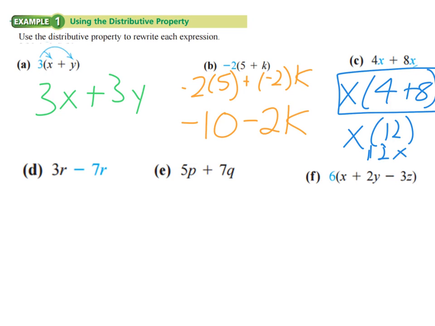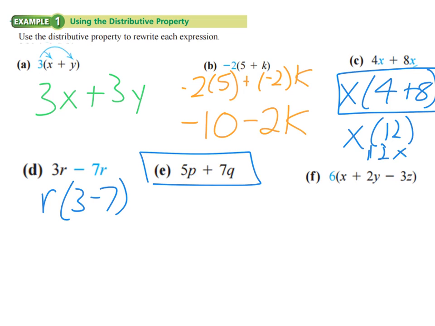For D, that's the same idea. We can factor an r out. We get r times 3 minus 7. And again, we did what they wanted. We rewrote the expression. For E, we cannot actually do that. There's nothing to be done there because there are no common factors that we can work with. And then F is a good example where we have more than two things to distribute to. So we get 6x plus 12y minus 18z when we multiply those through.